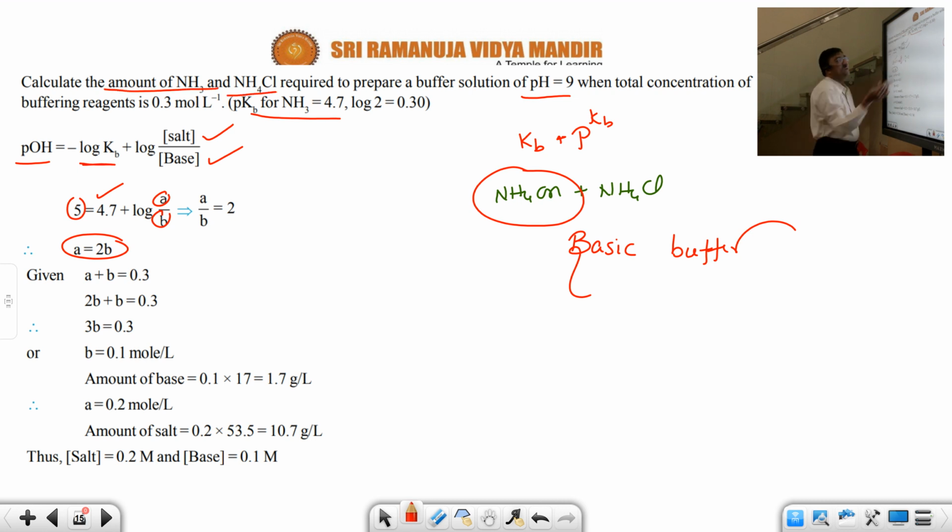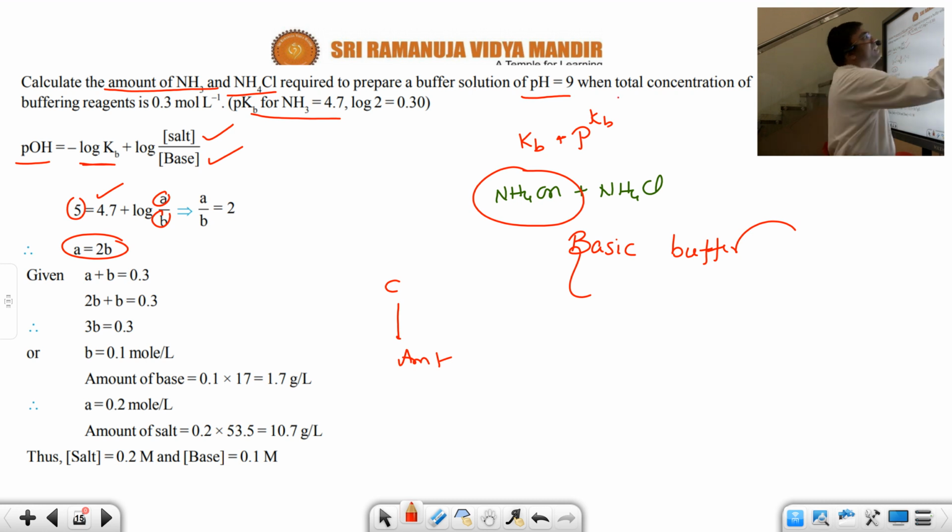Amount you have to find. So concentration first you find, then you get the amount. If you know the concentration, you will get the amount. That is the basic fundamental. Now that concentration you are taking as A and B. Concentration of what? Salt and a base.